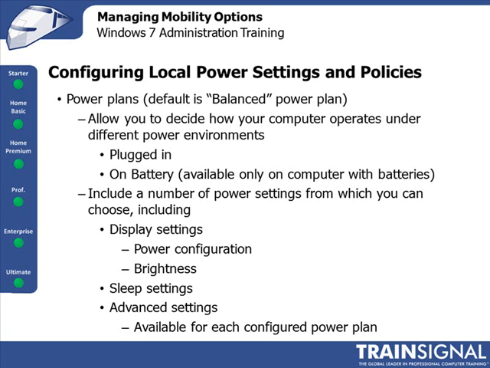So if you're setting power options for a desktop computer, you won't even see the battery options available in the power settings. There's a ton of different power settings from which you can choose, including display settings that include power configuration and brightness, again, depending on what kind of computer you're on. Brightness is not available necessarily on a desktop computer, but it is on a laptop computer. Sleep settings and advanced settings. All of the settings are available for each configured power plan, and we'll be looking at power plans in just a second.